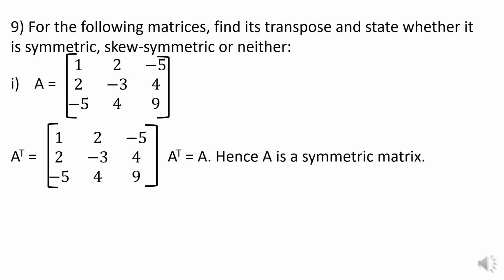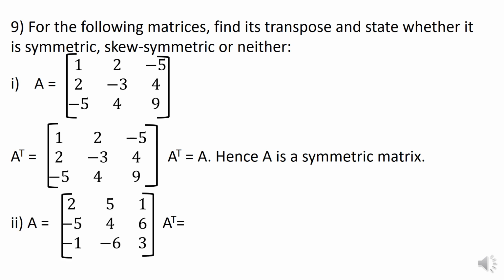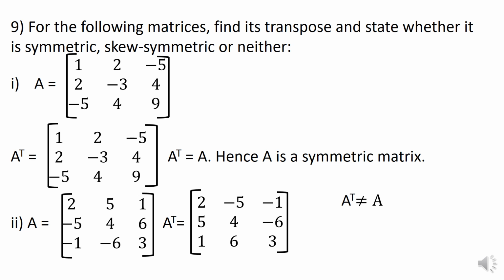In the next sum, A is given as a matrix. AT, we find it out by interchanging the rows and columns. We get this matrix by interchanging the rows and columns. Compare A and AT. Now A is not equal to AT. Why? Because the orders are same, but the corresponding positions of the elements are not at all the same. Thus, A is not a symmetric matrix here.